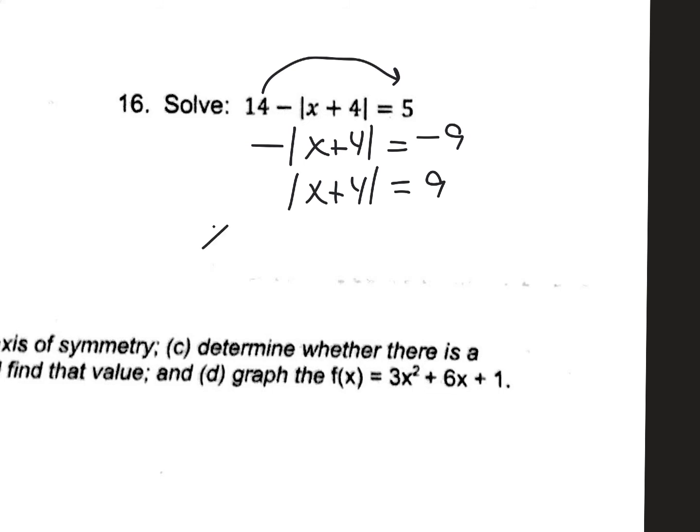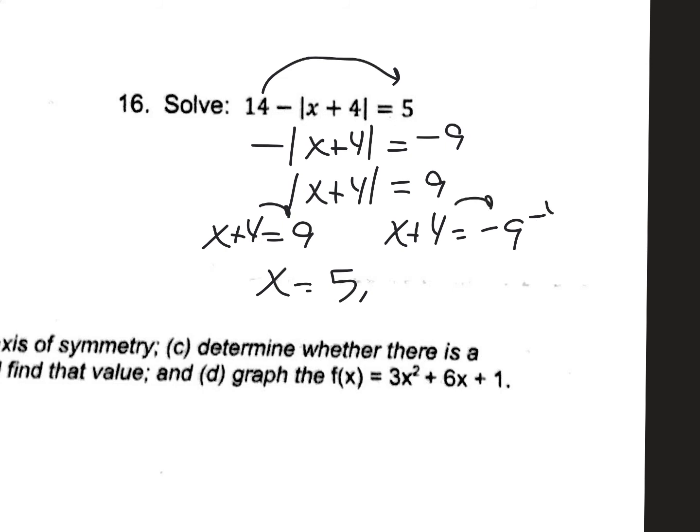Now, 2 bars, 2 answers. So I'm going to say x plus 4 is 9. X plus 4 is -9. Move the 4 over. If I do it here, that becomes a 5. If I do it over here, because it's minus 4, it becomes a -13. All right, there's your 2 answers.